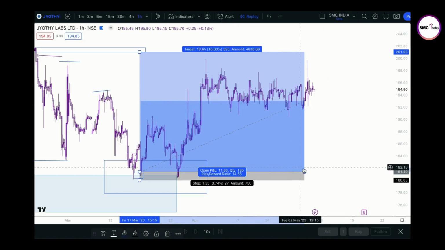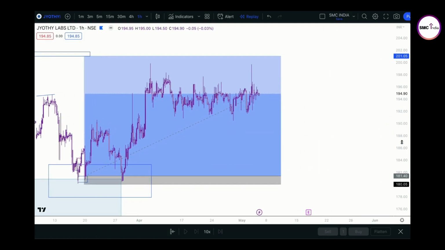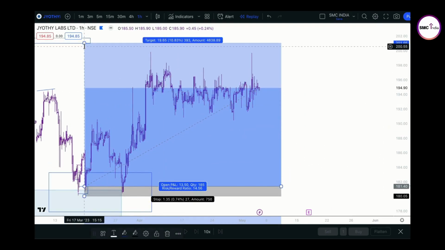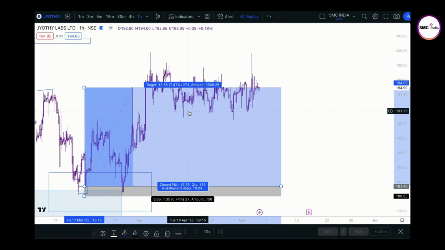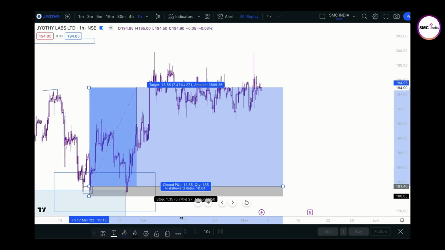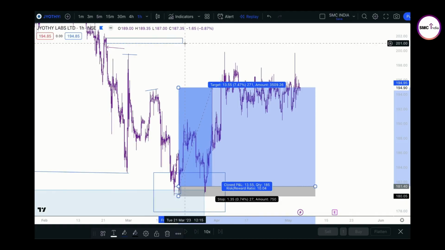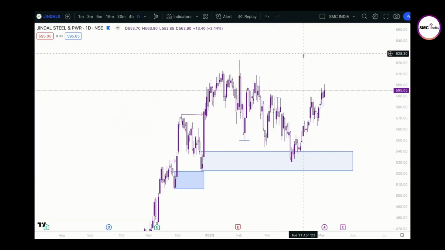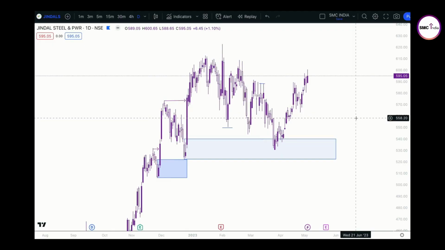So this is how the trade played out. It's consolidating for a longer period of time. It's still a 1:10 risk-reward ratio trade, and I'm still holding it till this level. And now moving on to another stock, that is Jindal Steel.